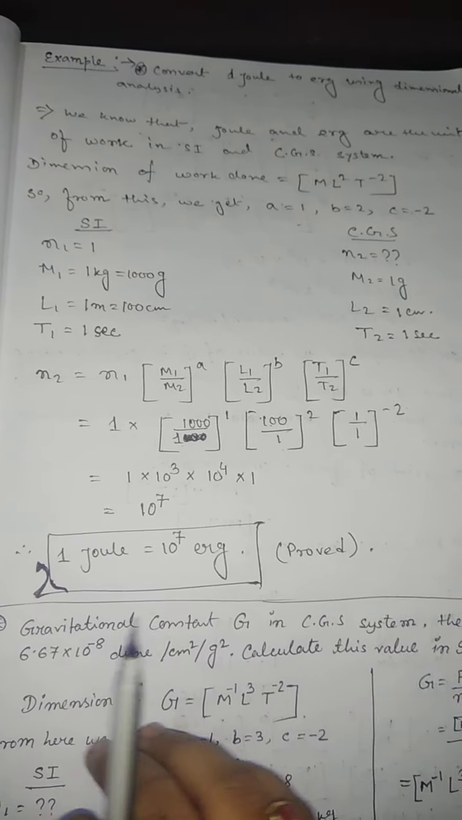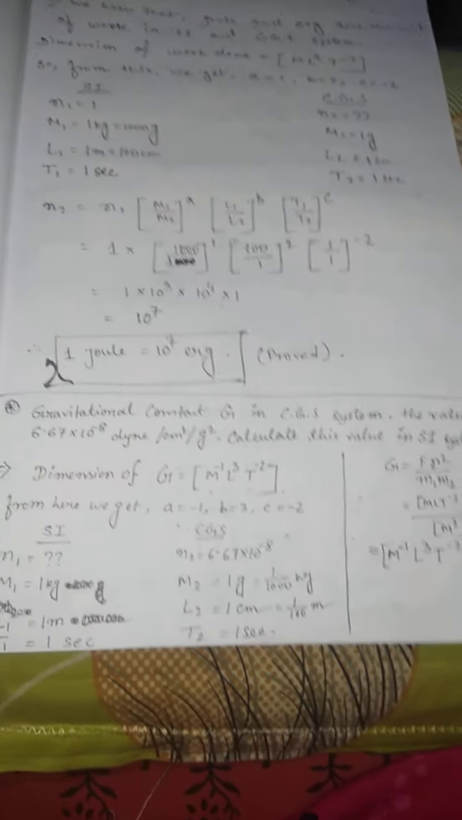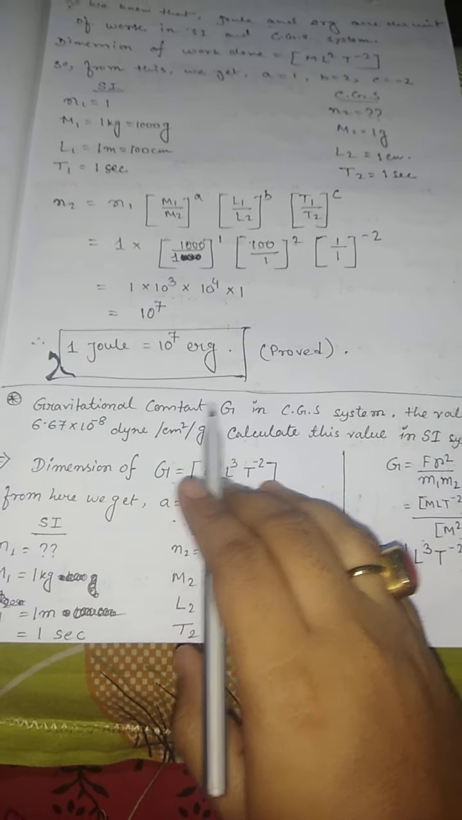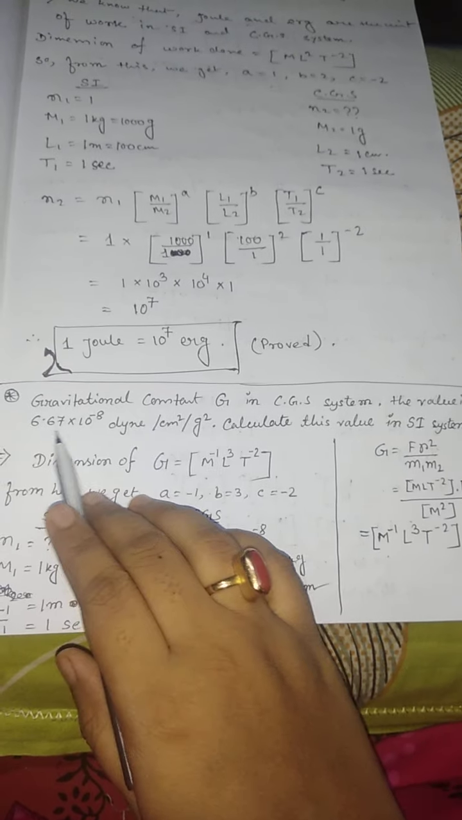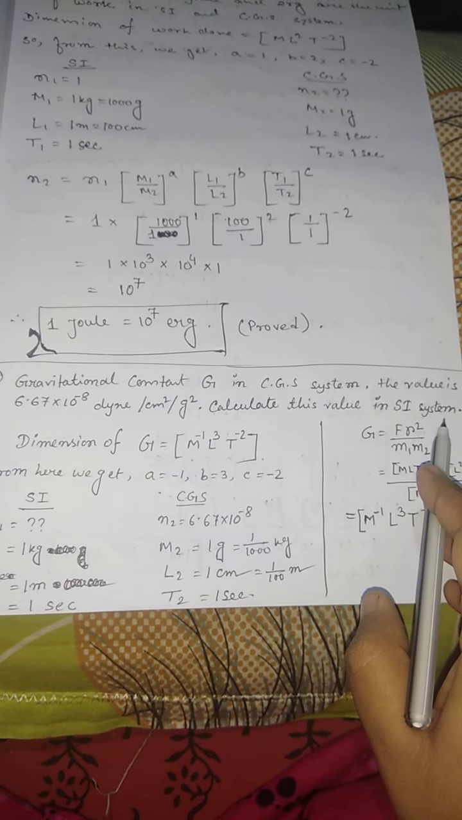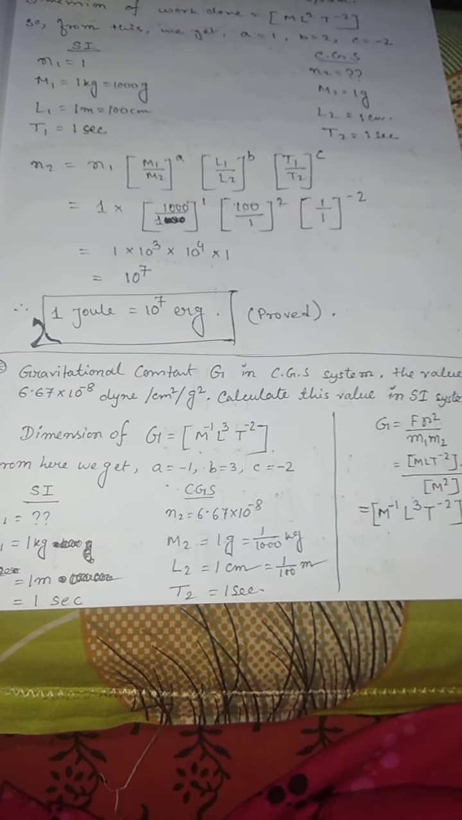We prove it. Second example, gravitational constant G. We learned this one in the gravitation chapter in class 9. The gravitational constant G in CGS system, the value is this one, 6.67 into 10 to the power minus 8 centimeter cube per gram per second square. Calculate this value in SI system. So here the CGS system is given, we find out in SI system.